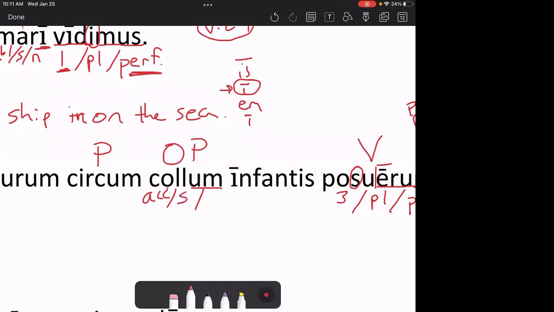It is singular. And what gender is colum? It's a neuter noun. Colum, coli is neuter. Okay. Infantis is right next door. Let's go ahead and do that one.